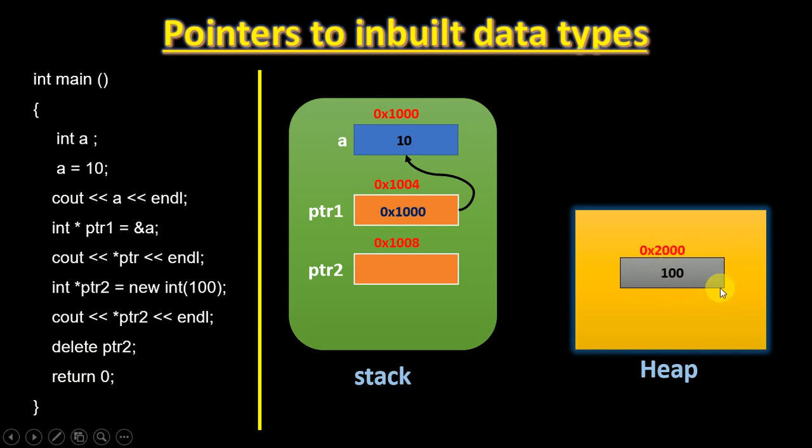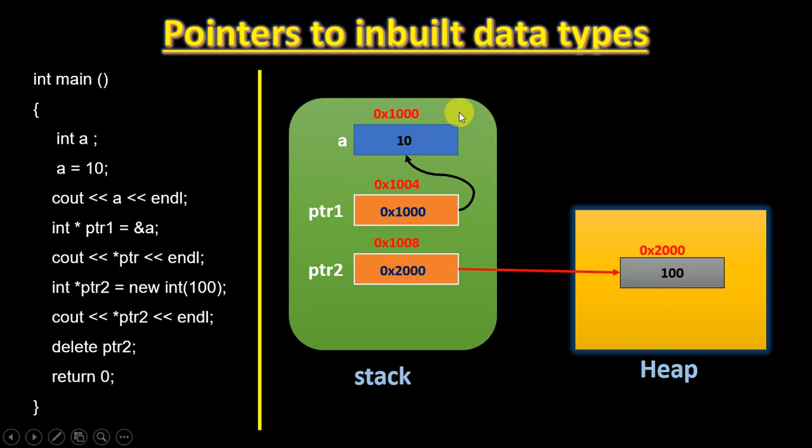Once the memory location is created and assigned, it will be given to this ptr2. So whatever address is there, that 2000, will be given here. Now ptr2 is pointing to this memory location. Now if you see, ptr1 is also a pointer, ptr2 is also a pointer, both are pointers only, but ptr1 is holding the address of an integer variable which is created in the stack segment. ptr2 is a pointer which is holding the address of a variable which is created in the heap segment.